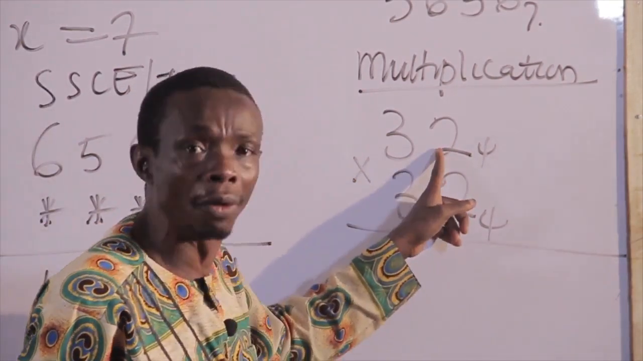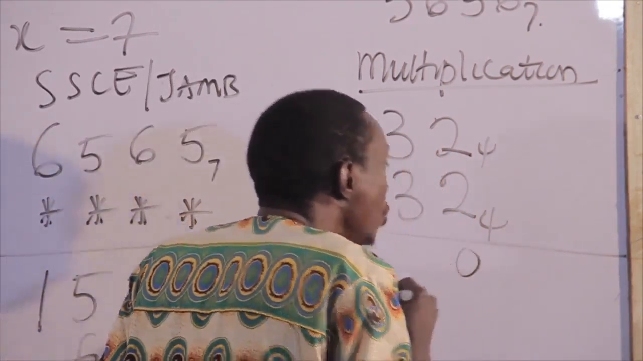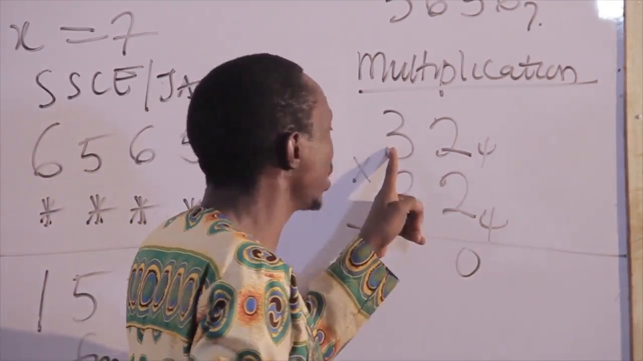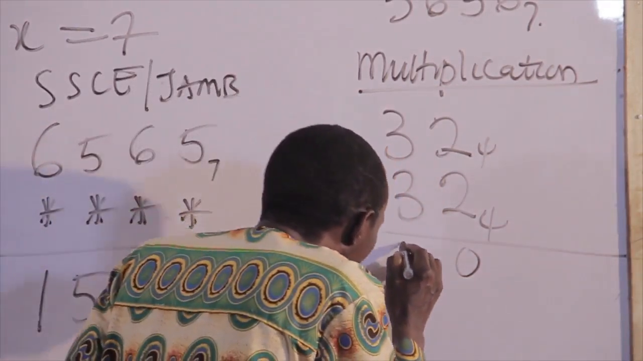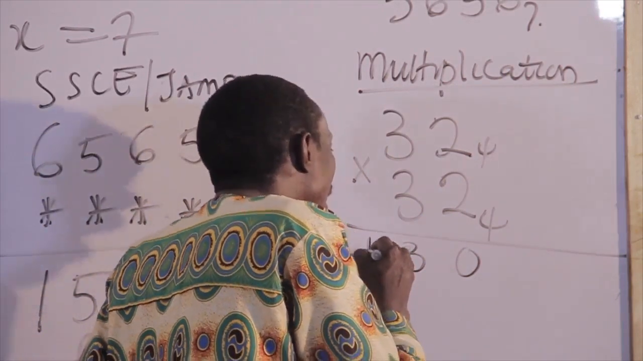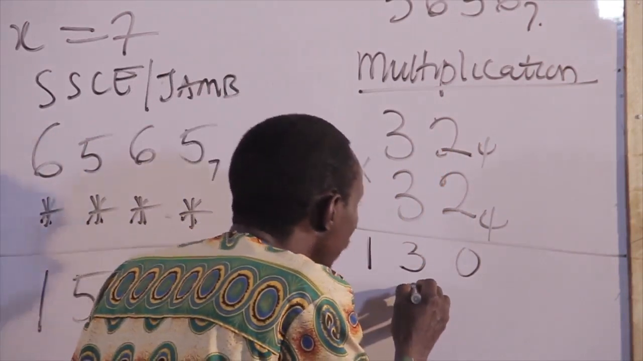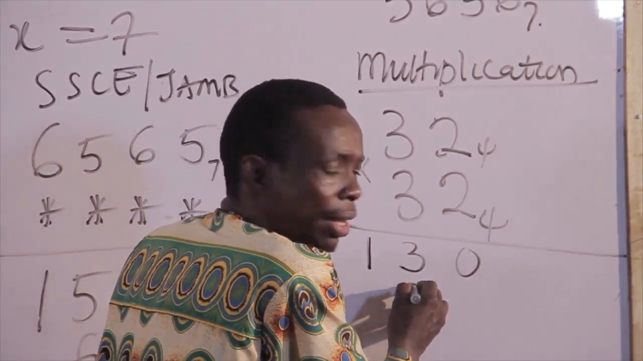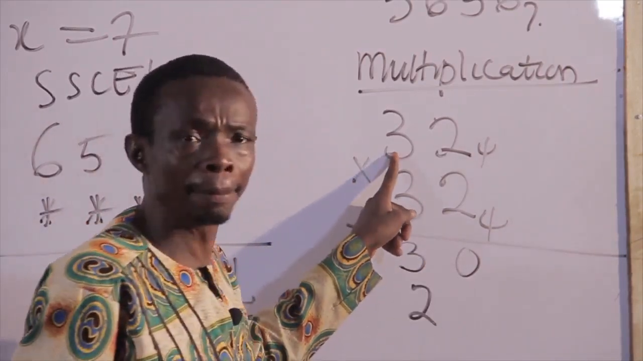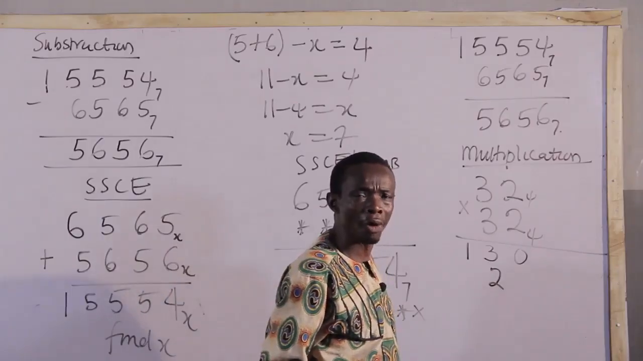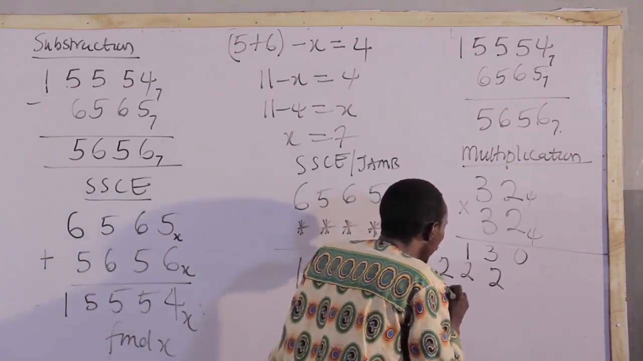So 2 times 2 is 4. I ask myself, how many times can 4 go in 4? 1. I write the remainder and carry 1. 2 times 3 is 6, plus the 1 I carry is 7. 4 in 7, 1, remainder 3. I carry the 1. 3 times 2, 6. 4 can go in 6 once, remainder 2. I carry 1. 3 times 3 is 9, plus the 1 I carry is 10. 4 in 10, 2, remainder 2. I bring the 2 here.